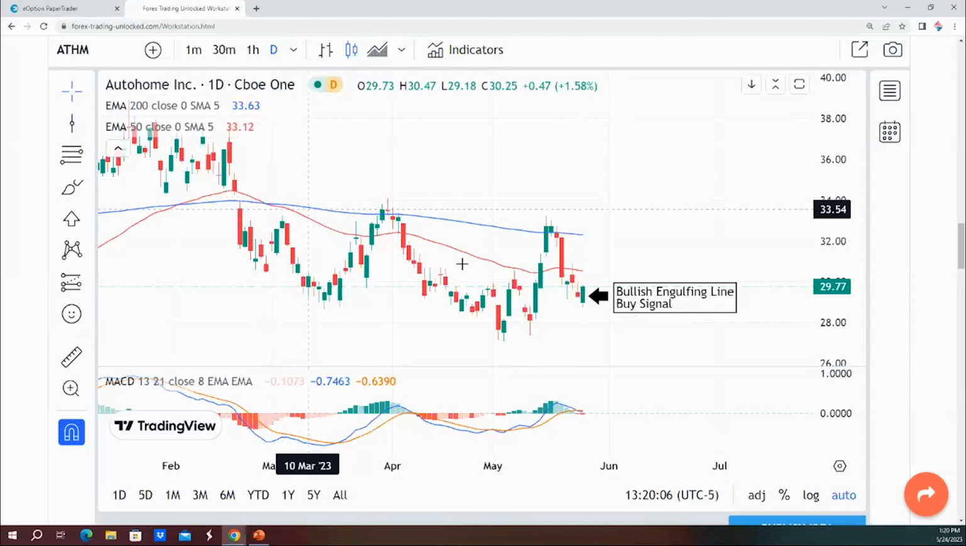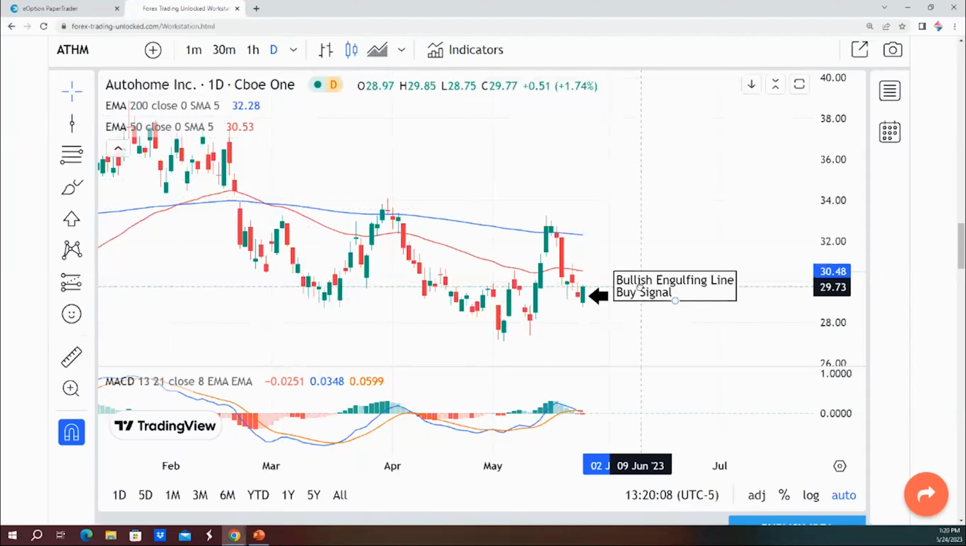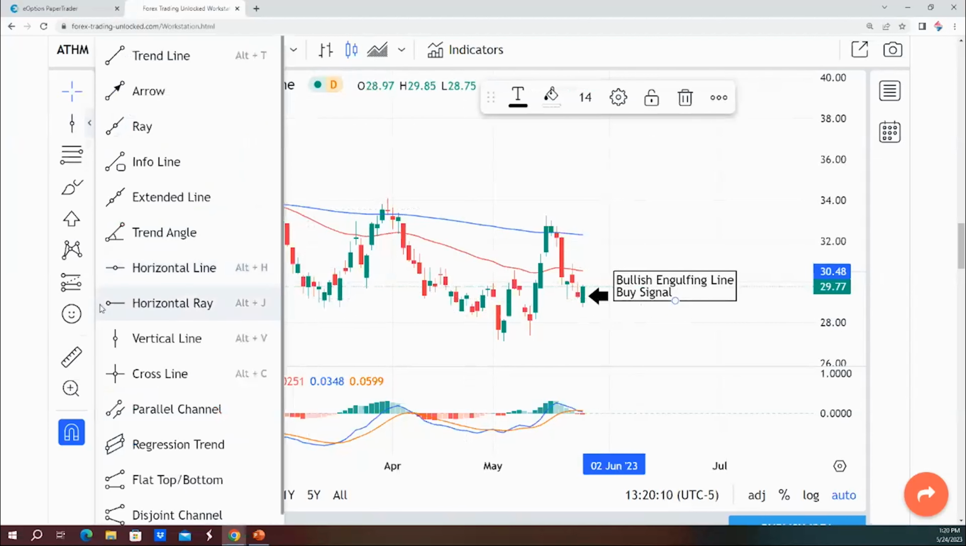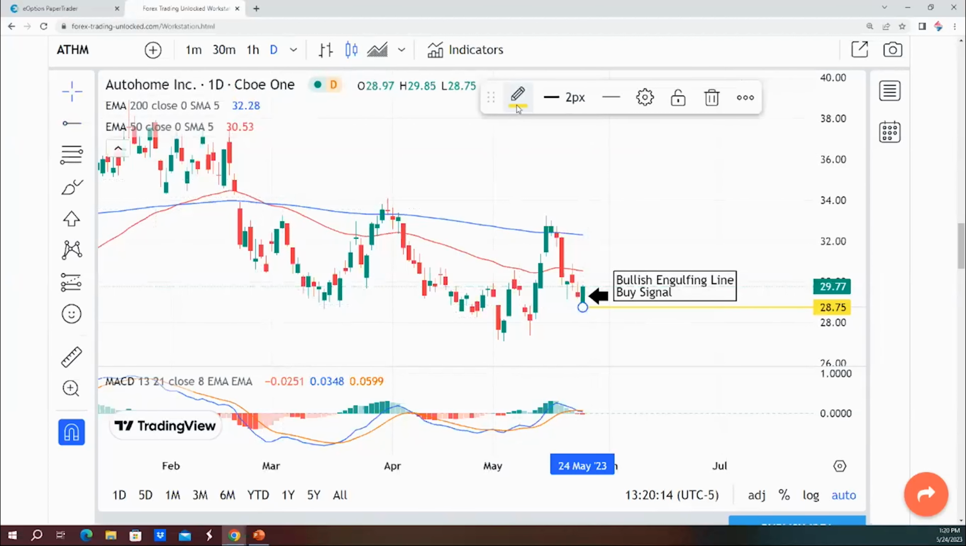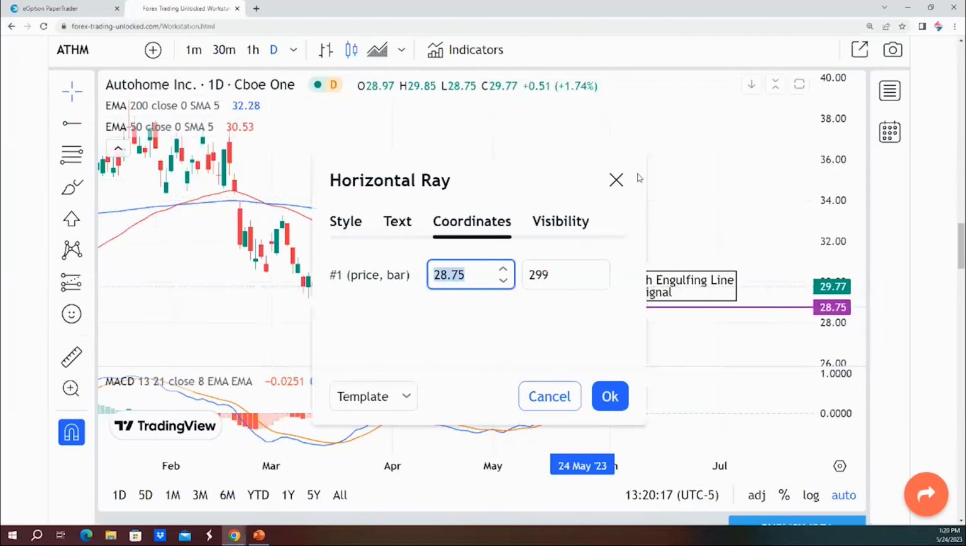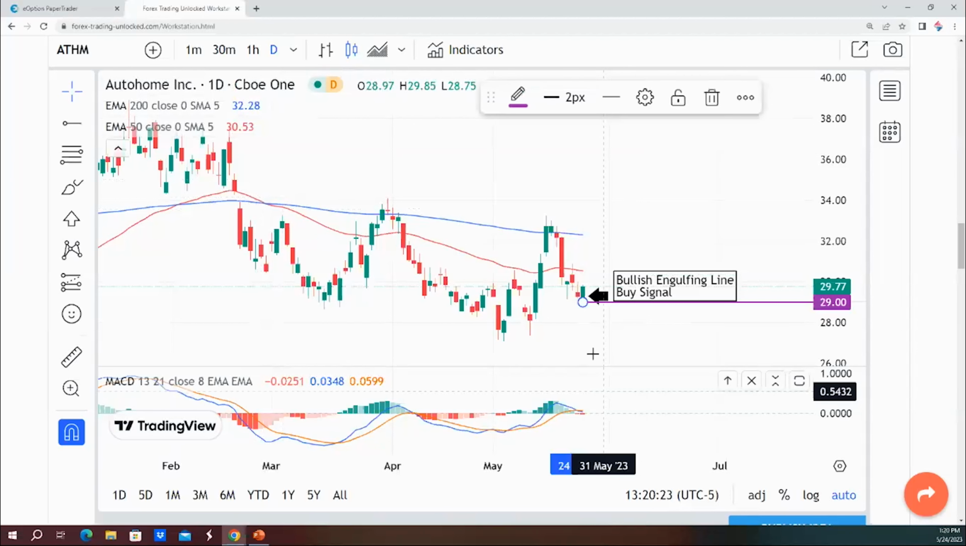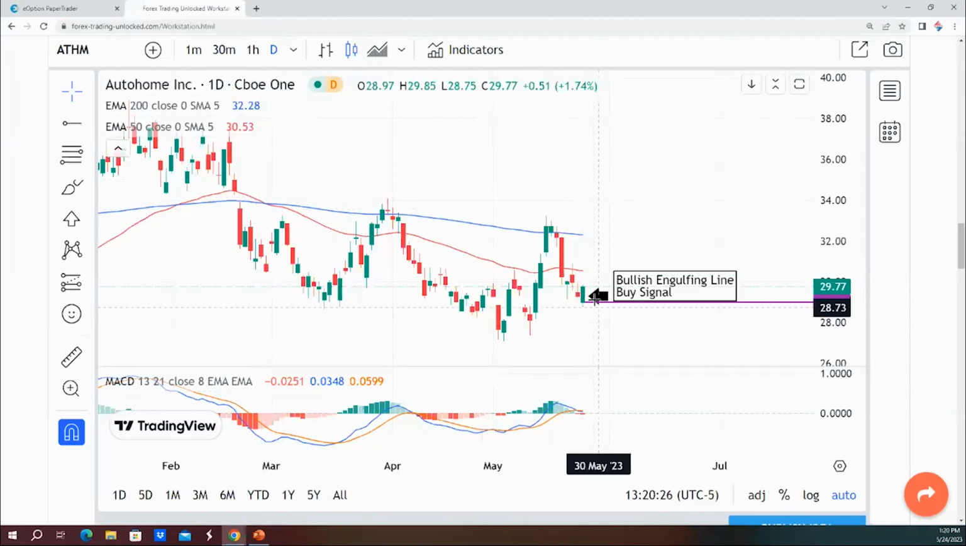So we're going to use the 29 even strike price for this one. So let's go here, put a little line in here and adjust this to 29 even. $29, that's the strike price that we're looking for this stock. The reason is we have this bullish engulfing line, this big green buy signal bar here. This is a buy signal called a bullish engulfing line buy signal. So we're going to use that as our base for this trade.